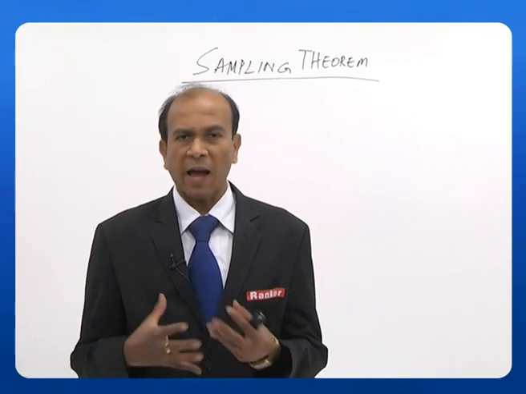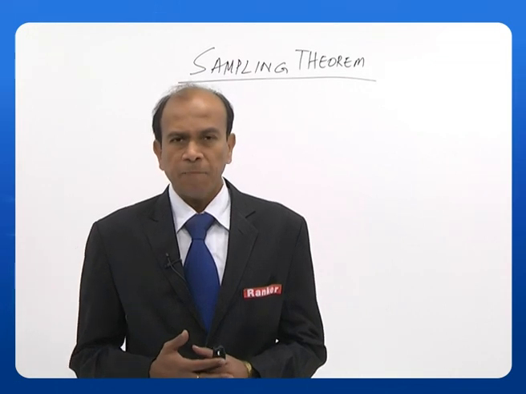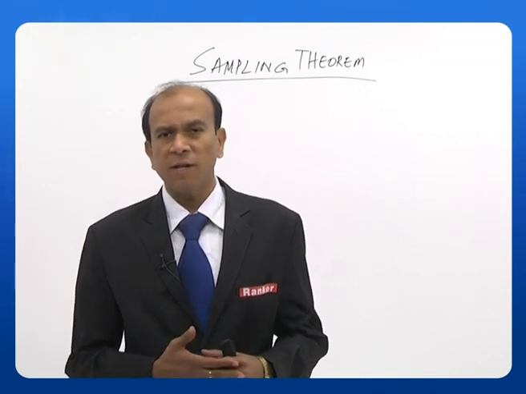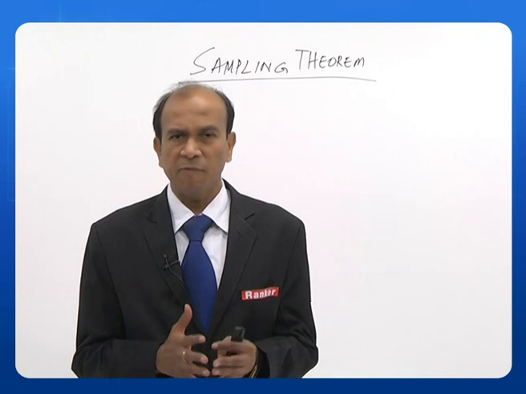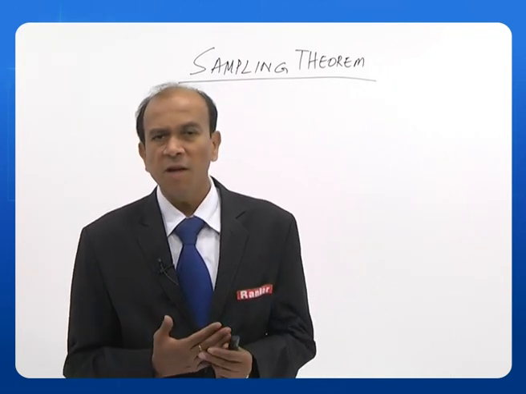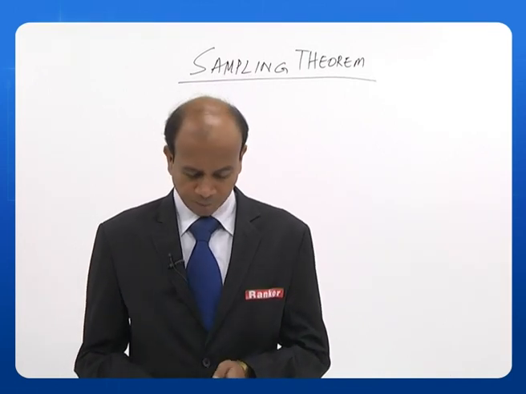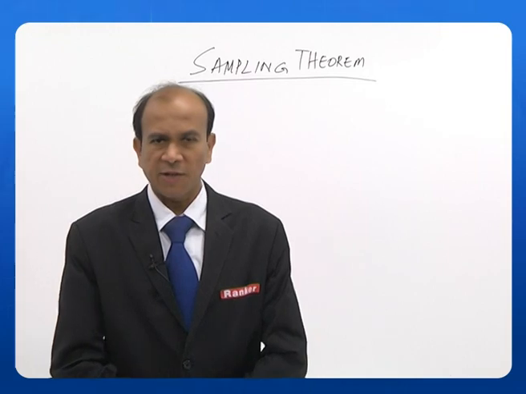Before that, what are the actual steps to be taken? What is the primary step in converting an analog signal into a digital signal? The primary step is to convert a continuous time signal into a discrete time signal. For that, we use what is called sampling. Let us see the introduction of sampling.